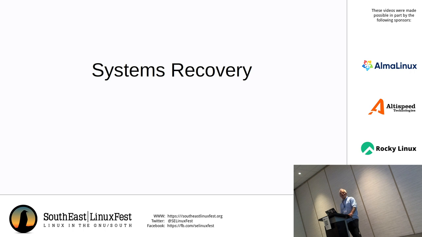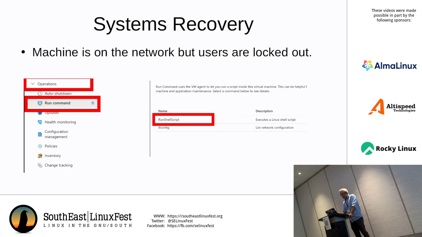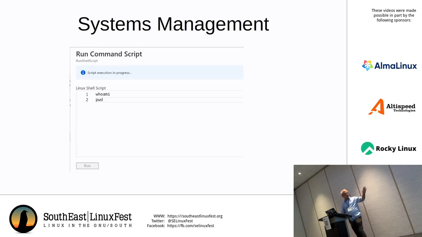Systems recovery. I know that everybody here is a pretty smart Linux user, admin, or professional, and I am not going to teach anyone how to do systems recovery. I am just going to work with the Azureisms, right? Let's say that nobody can log into the machine, but the machine is up on the network. Let's say that someone messes up the sudo configuration file, and nobody can become root. Through the run command extension, here I'm showing the portal, but you can do that through the API, PowerShell, or the Azure CLI, you can run a command as root. The commands that I'm using are whoami and pwd, which, well, we know, right?